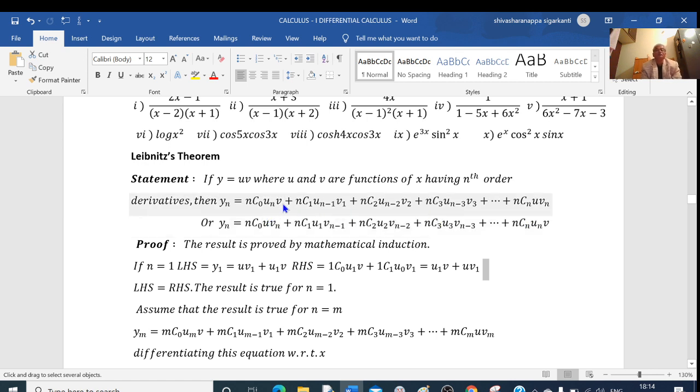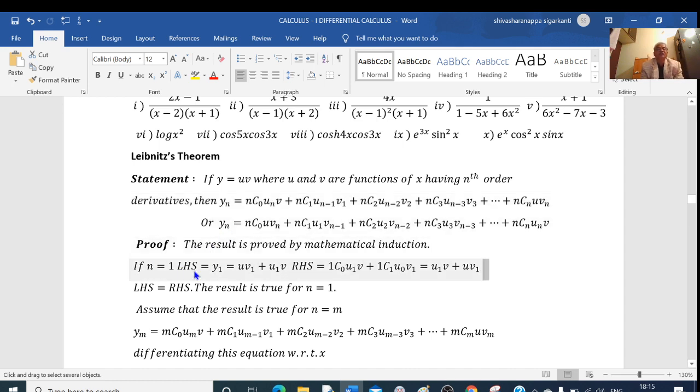To prove this theorem, I will prove this result by mathematical induction. What is mathematical induction? Mathematical induction is a process of proving the theorems. First, we verify the result for n equal to say 1, and next step is we assume that the result is true for n equal to m, and the last step is we prove the result is true for n equal to m plus 1. Okay, this is our mathematical induction method.